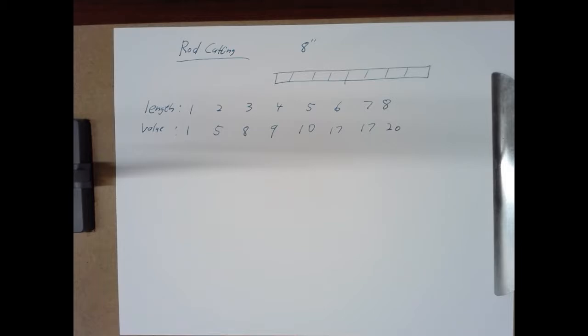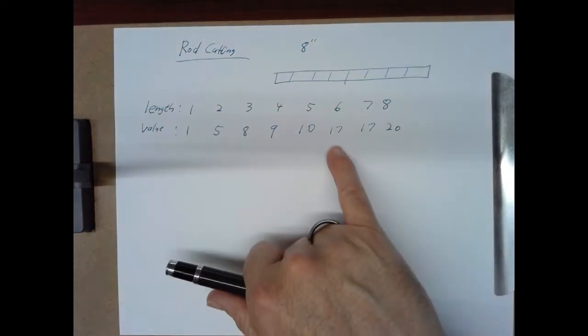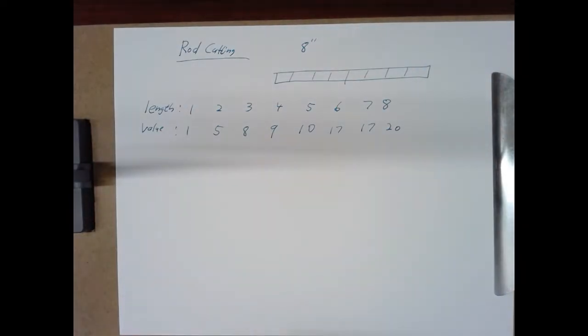And certainly cutting it into 8 1-inch pieces is not going to be very valuable. It's going to get you $8, right? And if we don't cut it at all, it's going to get us $20. So cutting it into 8 pieces doesn't make sense. And cutting it into a 7-inch piece makes no sense because a 6-inch piece is worth as much as a 7-inch piece. They're both worth $17. So we would probably prefer to cut it into a 6-inch piece and then do something with the extra 2 inches.